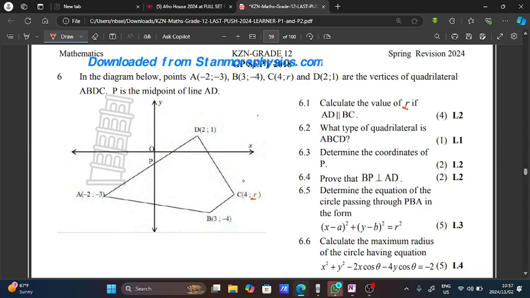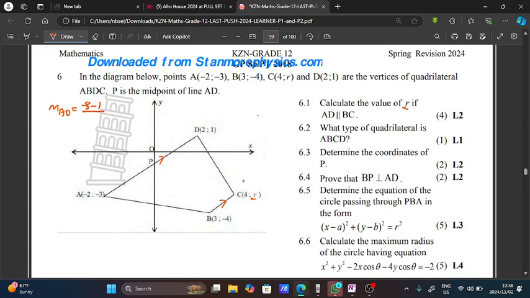If they say AD is parallel to BC, now this line and this line, if they are parallel, we must get the value of R. So obviously here we must equate our gradients. Now can you get the gradient of AD? We'll be having -3 minus 1 over, you calculate it yourself.